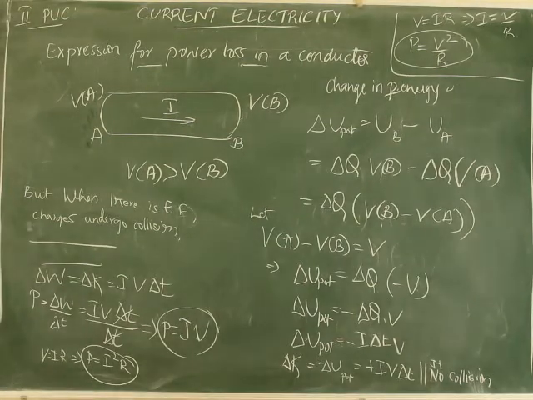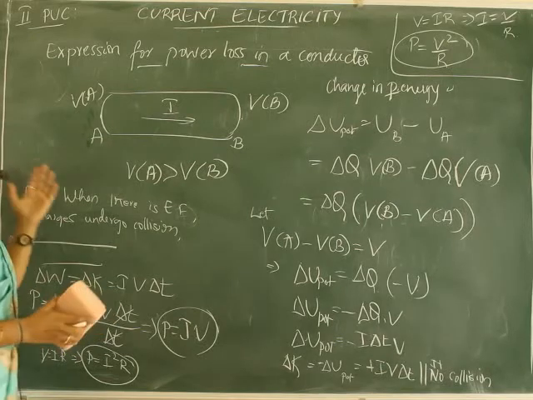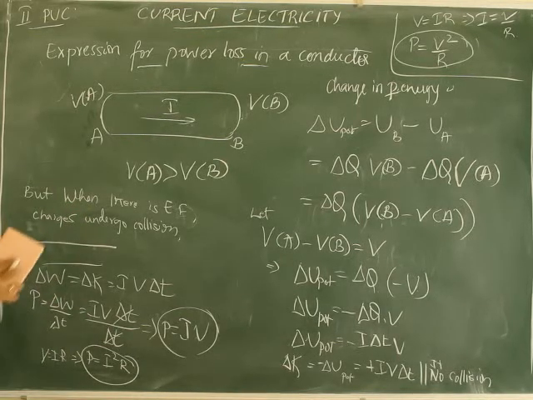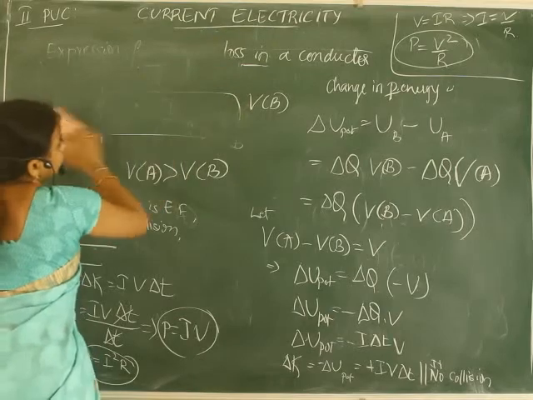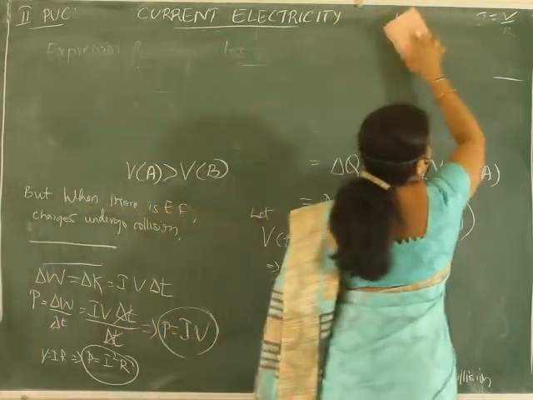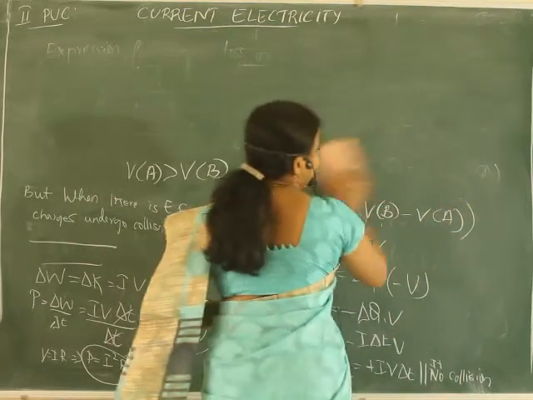Now what I want to speak about is how power loss can be minimized in transmission. Can we minimize this power loss in transmission? Yes, we can minimize the power loss in transmission. How can we minimize this power loss in transmission? Transmission means we are sending the power.